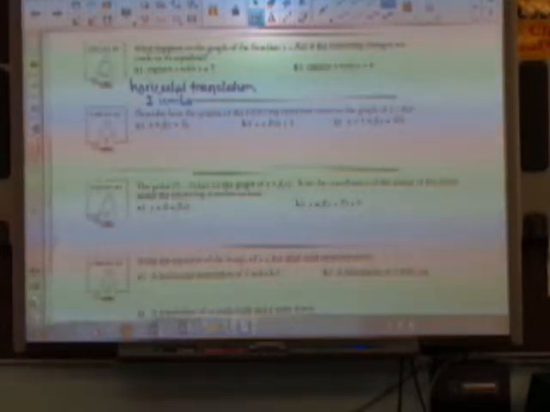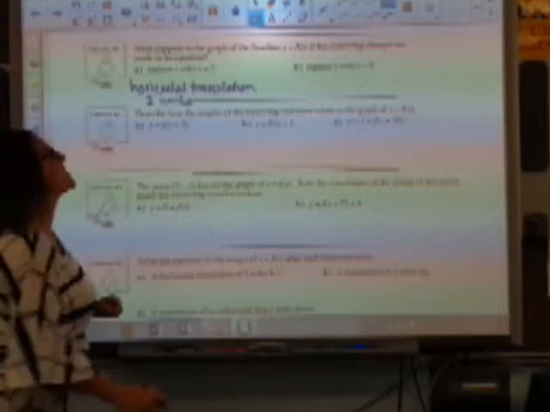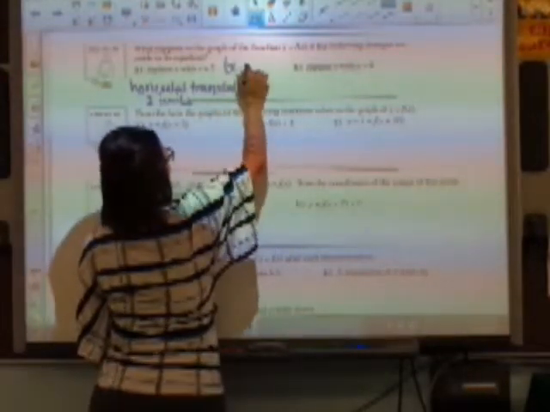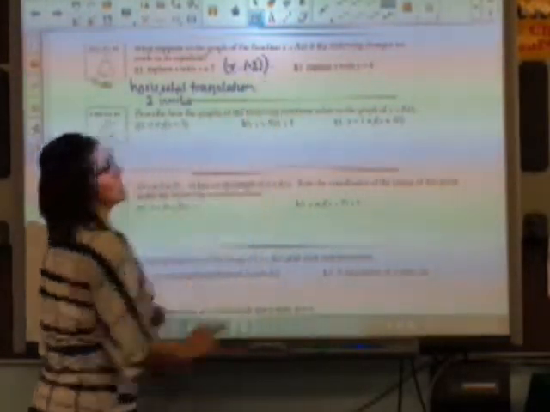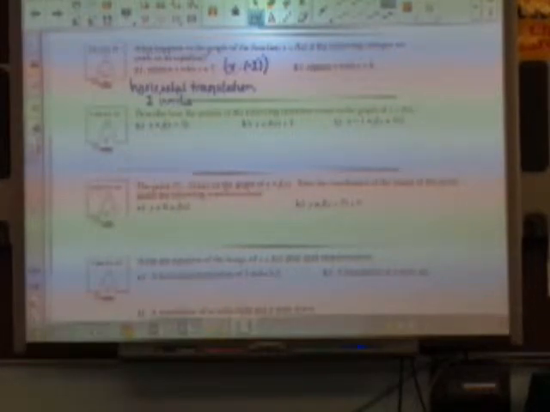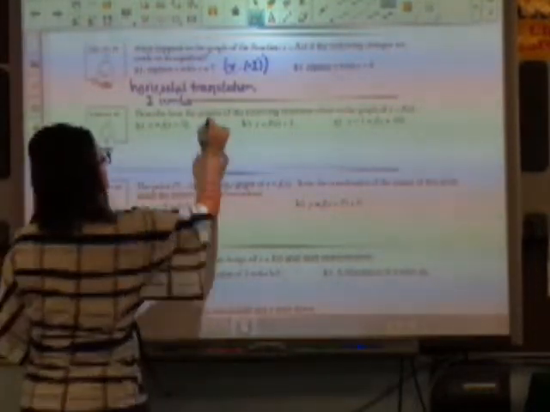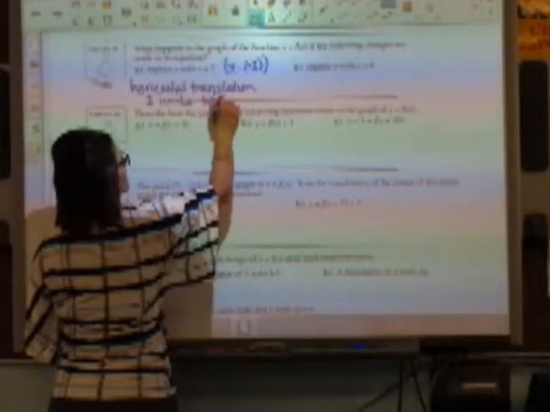Why would it be left? Because it's technically x minus negative 2. Right. So technically this was x minus negative 2, so this becomes 2 units to the left.